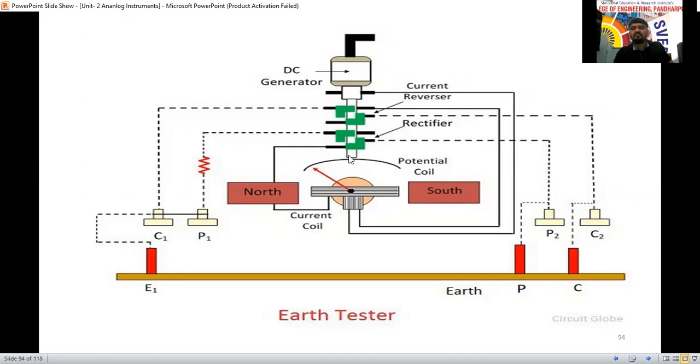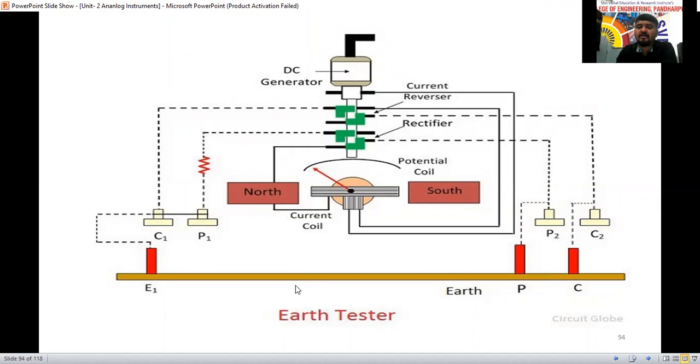So this is the shaft of the generator, and it is connected to the commutators. Each commutator has brushes; 1, 2, 3, 4 brushes are used here. And it consists of two pressure coils and two current coils. We are going to call them pressure coil P1 and pressure coil P2, and current coil C1 and current coil C2.